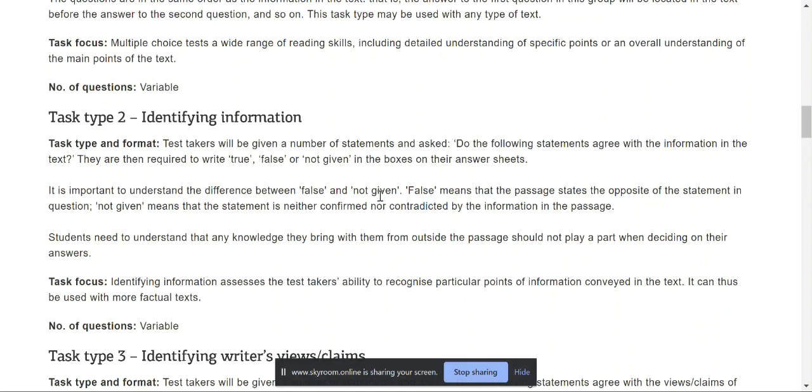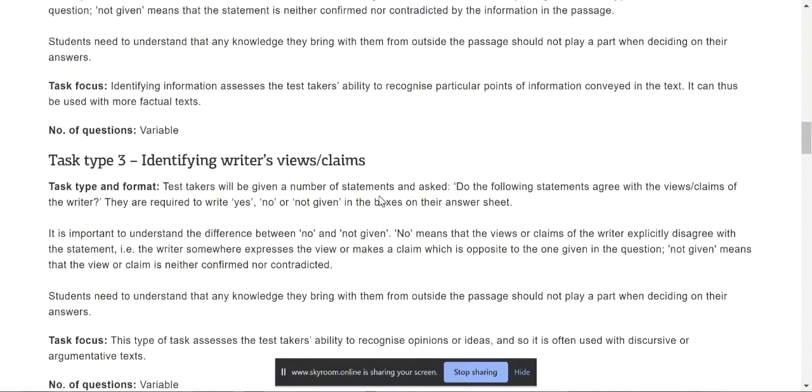When it says true, it means is it here or not. When it says yes, it means you have to find it exactly, not in general. Okay, so these are two different types that you have to be aware of: the terms true, false, not given, and yes, no. And there are these things, identifying writers' or viewers' claims or ideas, that you have to follow.